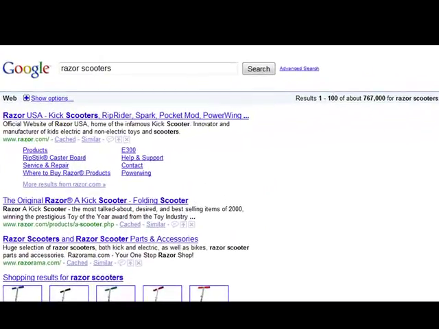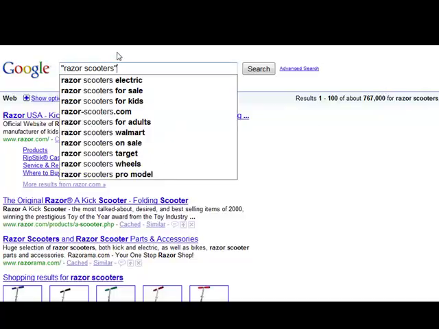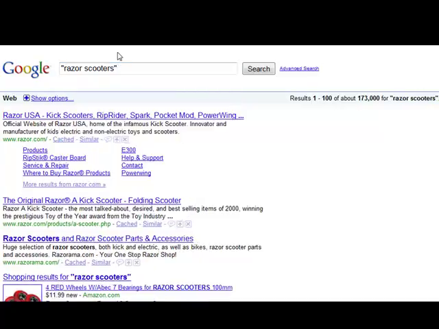Remember our example of Razor scooters? Okay, so I typed Razor scooters into Google and I get 767,000 results. Now these 767,000 sites, web pages actually, are not competing for the exact phrase Razor scooters necessarily. If you want to know who is actually trying to compete for that keyword, you put it in quotes and then you see who has that exact phrase on their web page. So you see it's 173,000, which is very high, but it's still much less than the 700,000 that we had before.